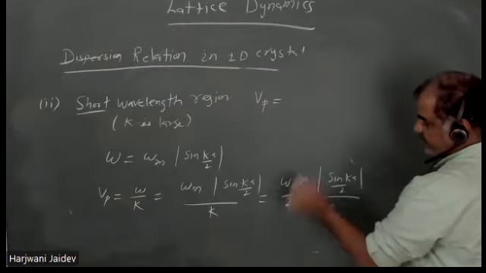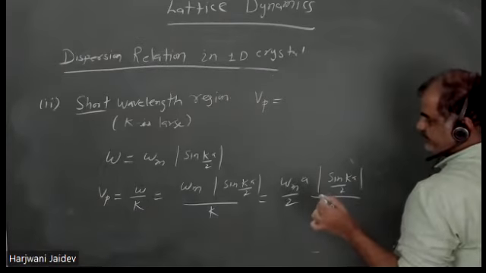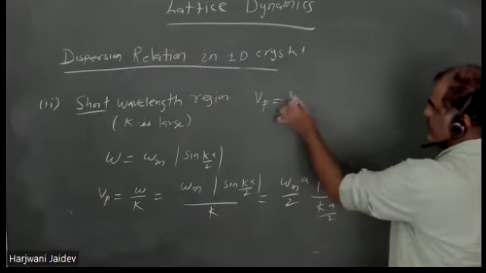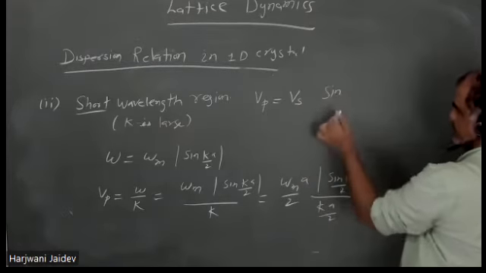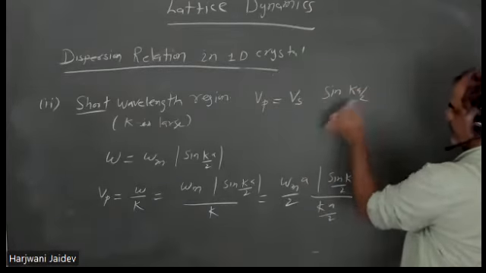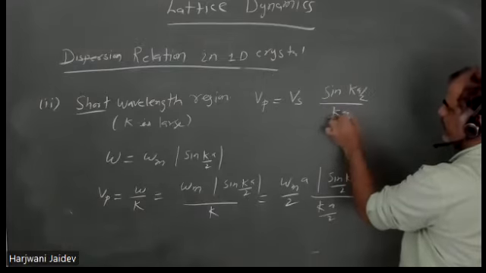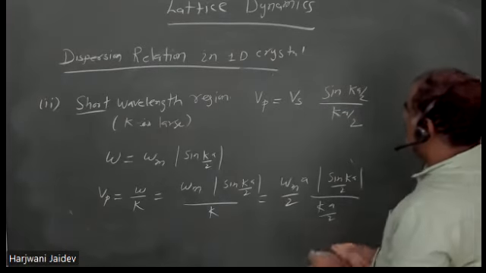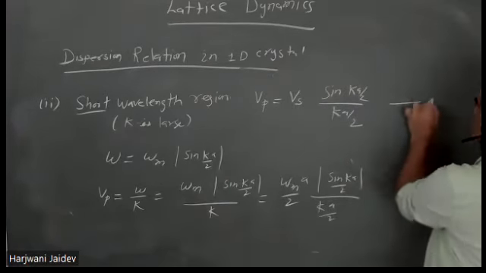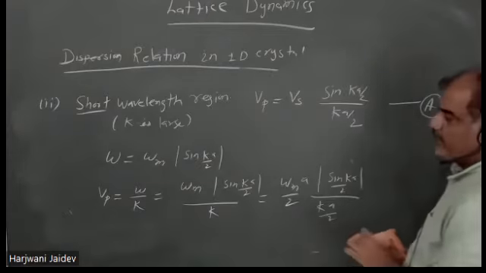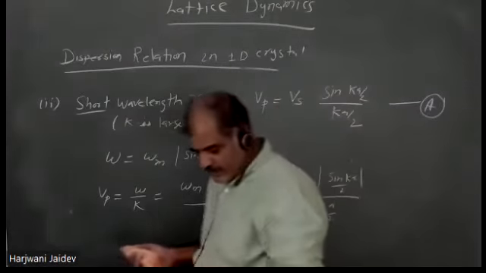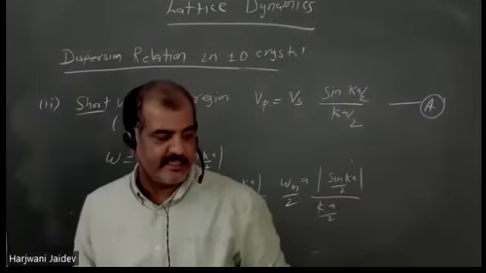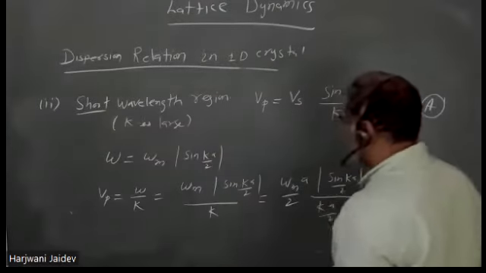ये किसके बराबर होता है? vs. Okay, so that will be vs sine k a by 2 upon k a by 2. Okay, so this is, say this is equation A. This is your phase velocity in short wavelength regime. Now similarly I can calculate what is the group velocity.